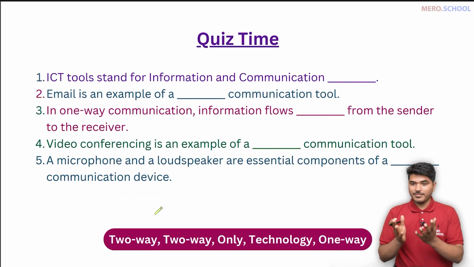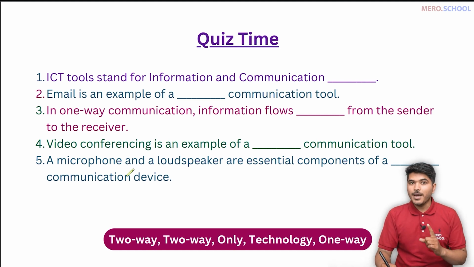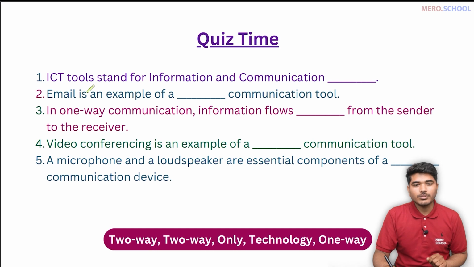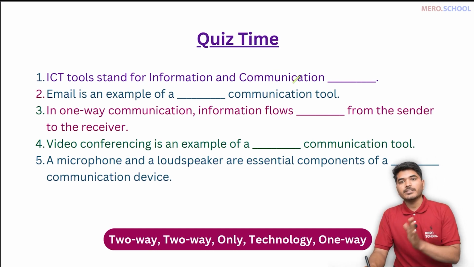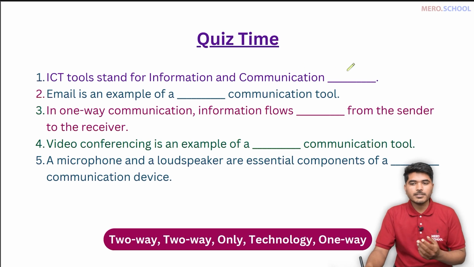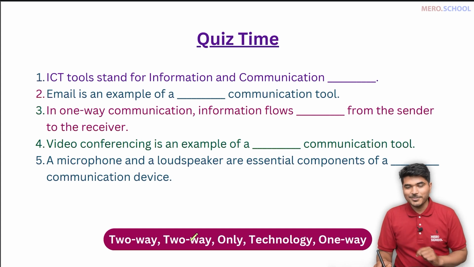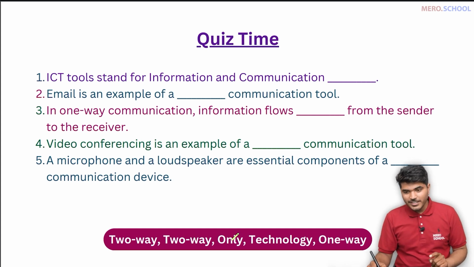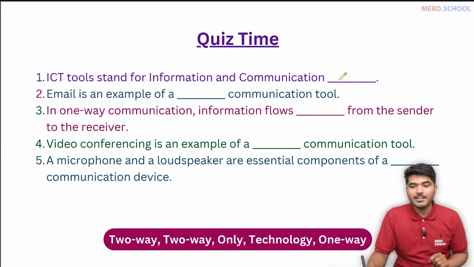So this is the quiz time. It is fill in the blanks. And if you see, there are 5 questions and you have to answer those questions. The first question says, ICT tools stand for information and communication dash. What must come in this dash? So we have actually some options over here. There is two-way, there is one more two-way, there is only, there is technology and there is one-way. So which option do you think will fit over here?